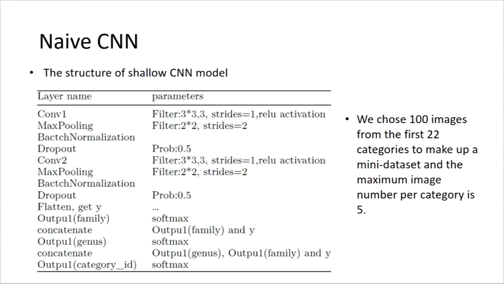As we said before, this project is quite challenging because of the large input dataset and also because of the multi-class classification problem. So we decided to start from a toy model. We chose 100 images from the first 22 categories to form a mini dataset. We built a shallow CNN model for it. We also added dropouts to avoid overfitting, because this dataset is small.